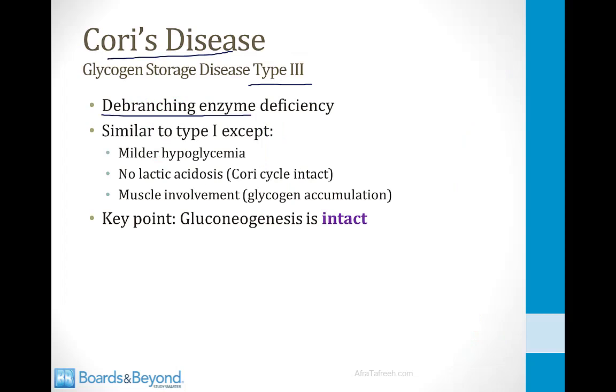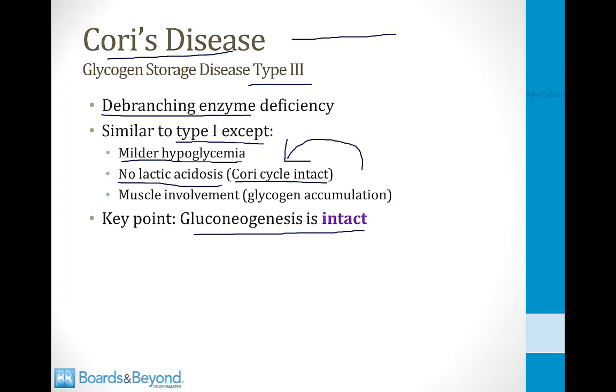So to summarize, Cori's disease will look similar to type 1 or von Gierke's disease, except the hypoglycemia will be milder between meals, and that's because gluconeogenesis remains intact. In addition, there will be no lactic acidosis because the Cori cycle also remains intact. The Cori cycle depends on glucose 6 phosphatase, and glucose 6 phosphatase is normal in Cori's disease. And then the other important distinction between von Gierke's disease and Cori's disease is the muscle involvement. Muscle involvement is part of Cori's disease, and that's because glycogen accumulates in the muscle cells.